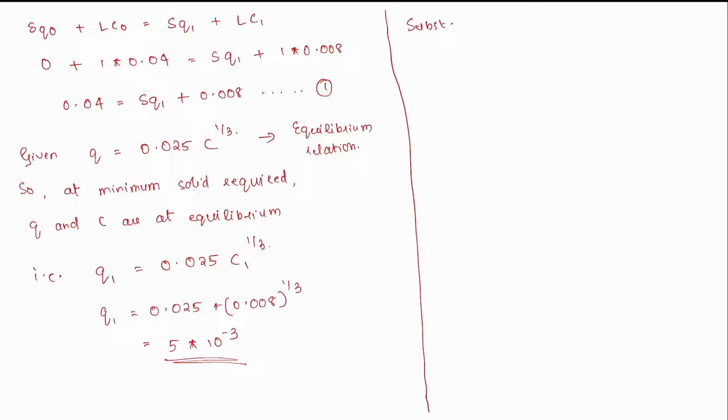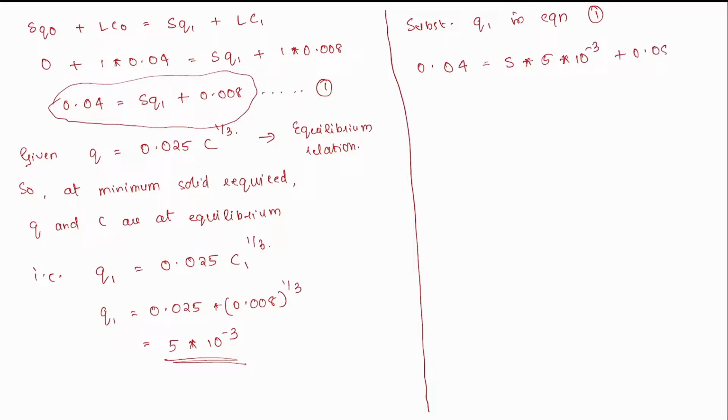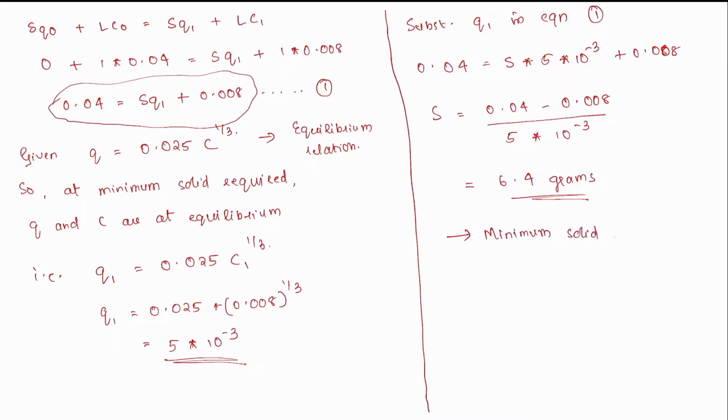Now we have all the values required to find the answer. Substitute Q1 in equation 1, which is 0.04 is equal to S into Q1, which is 5 into 10 raised to minus 3, plus 0.008. Now solve this equation and we'll get S is equal to 0.04 minus 0.008 by 5 into 10 raised to minus 3, which is 6.4 grams. And this 6.4 grams is the minimum amount of solid required for the adsorption to happen.